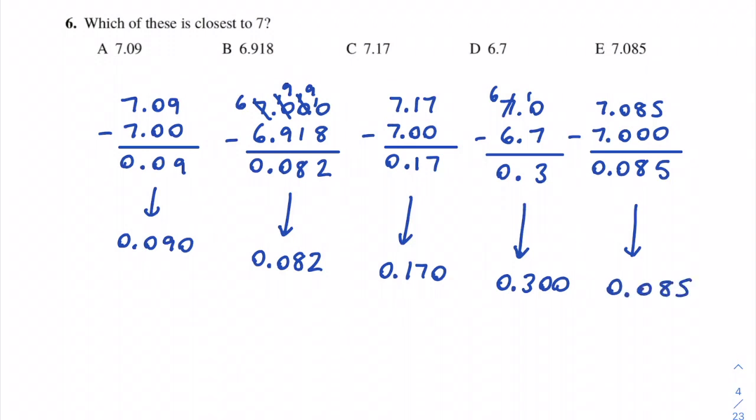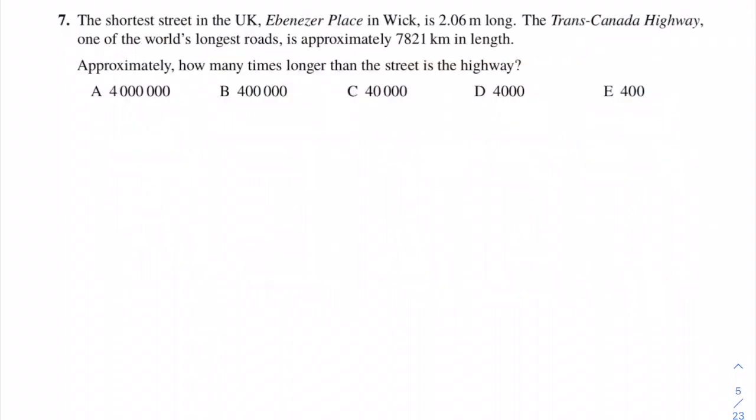So we should be able to see that the smallest difference is this one here, 0.082. And that was answer B. So our final answer is answer B. Question 7 says the shortest street in the UK, Ebenezer Place in Wick, is 2.06 metres long.